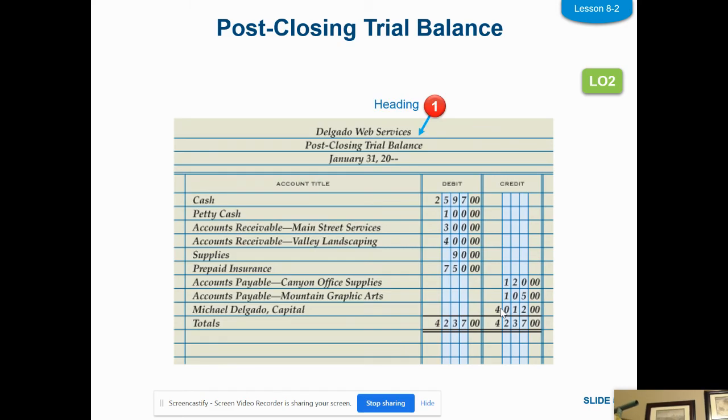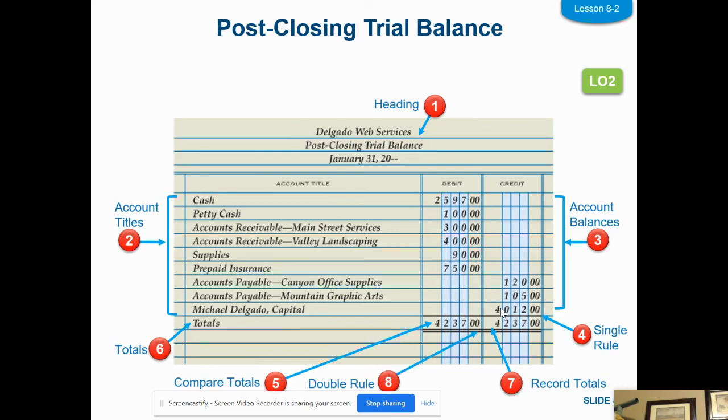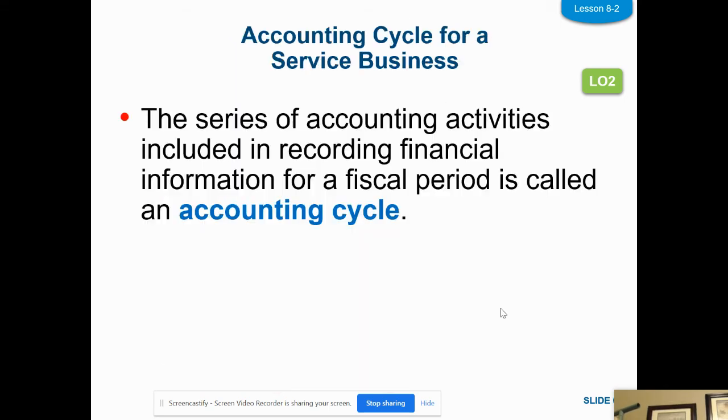So again, this is our document. We're going to head it up with post-closing trial balance. Who, what, when. Who is the company? What's the document? When is the date? There's our account titles over there, our account balances, debits, and credits. Single rule. Compare totals. Put the word totals in there. Record the totals. Double rule. Just like we did with the balance sheet, just like we did with the income statement. 8-step process. Okay. And that's pretty much all there is to it.